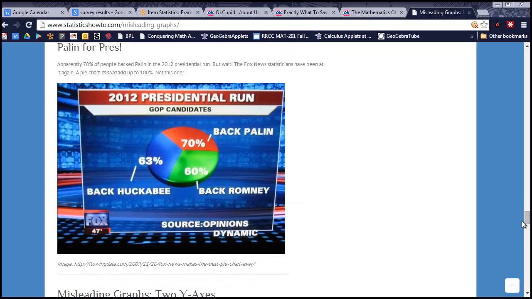An example of a bad pie chart, right? Hopefully if you're reading these numbers you can see why this should not be. Pie charts are always supposed to add up to 100%. So if 70% of people back Palin, that should take up most of this pie chart. So we definitely should have some overlap between these categories.